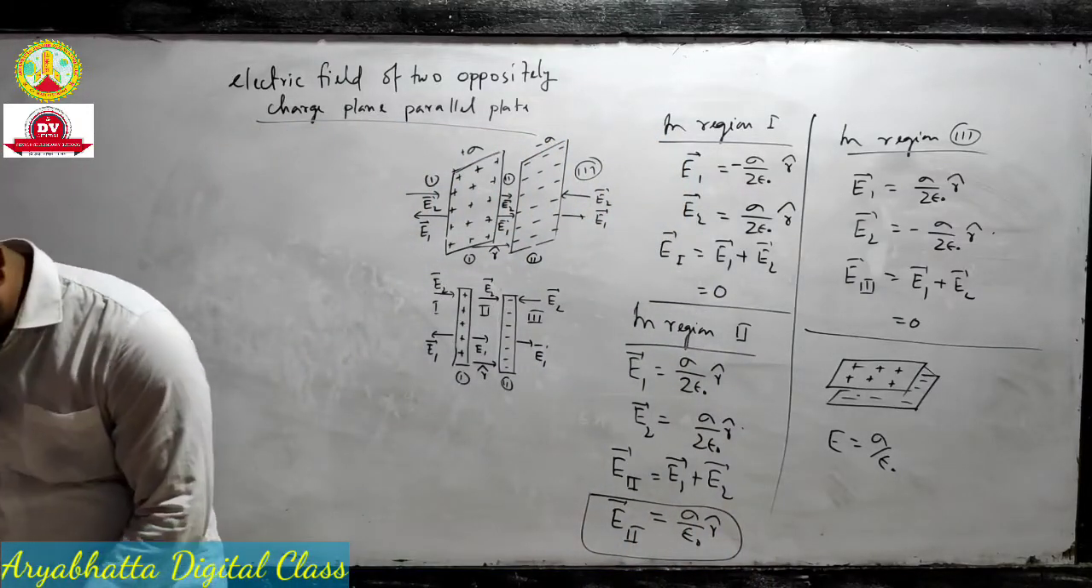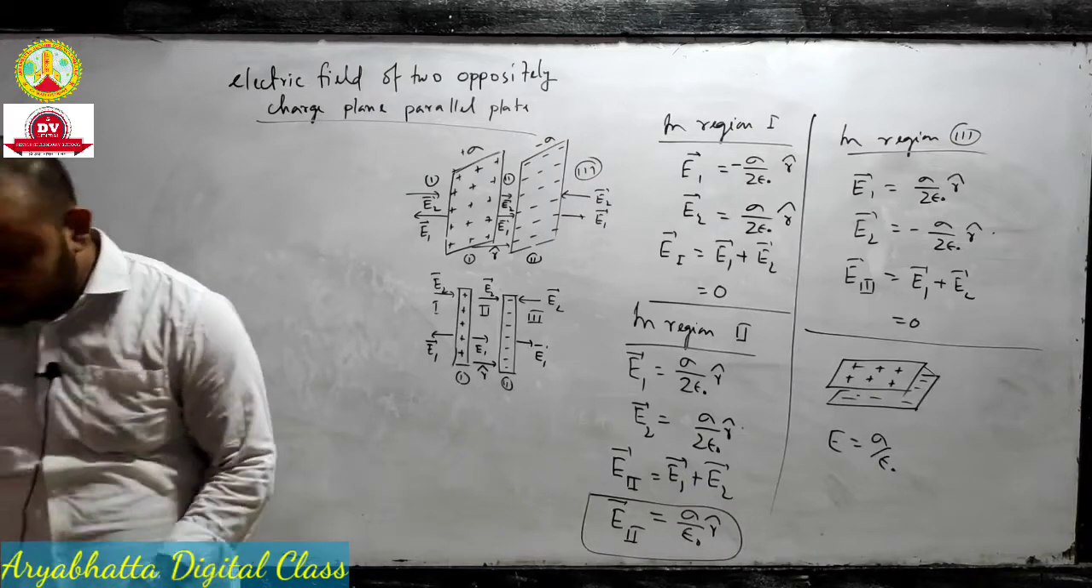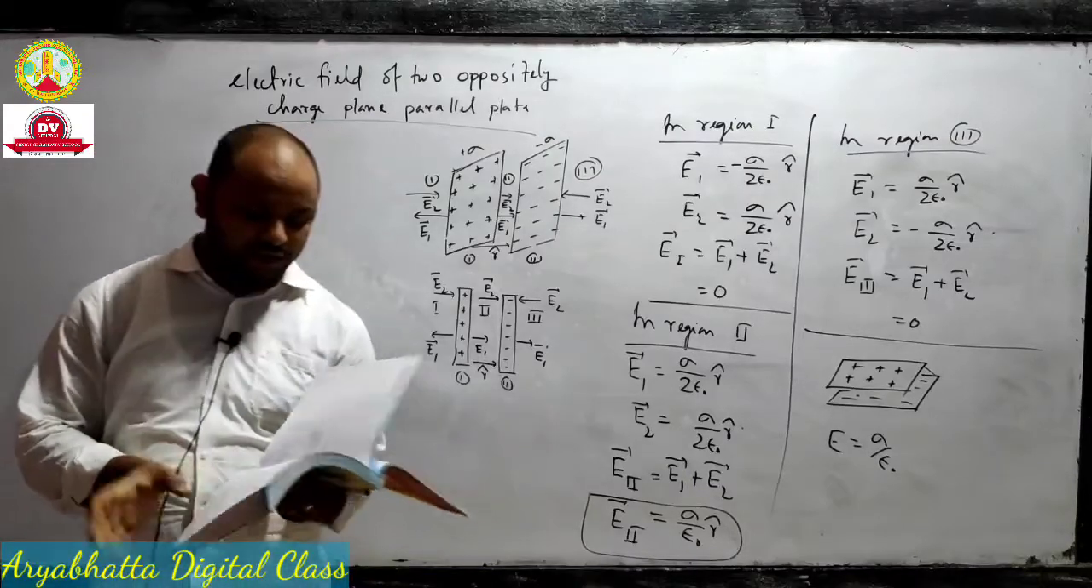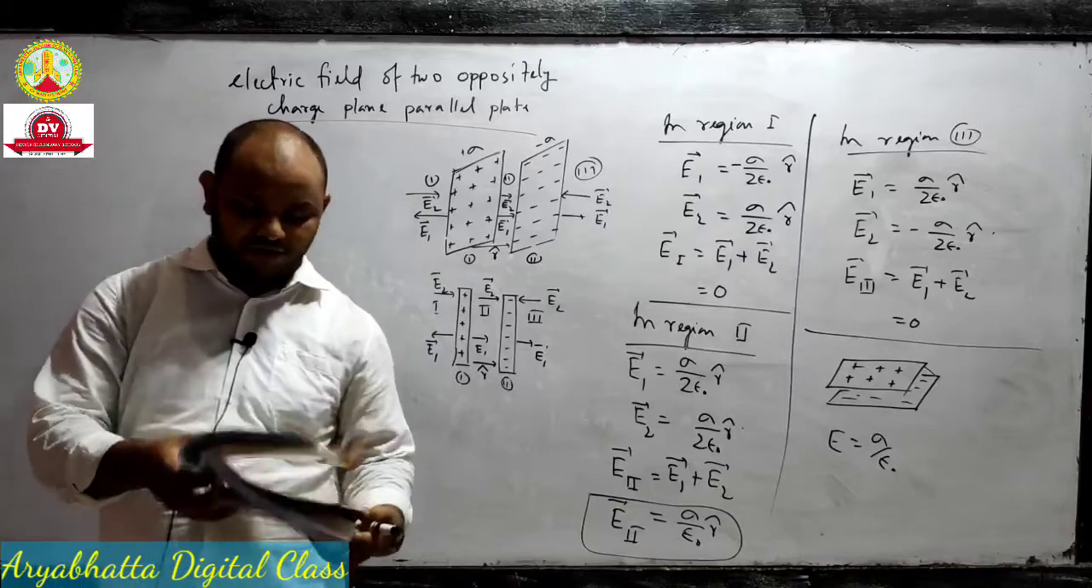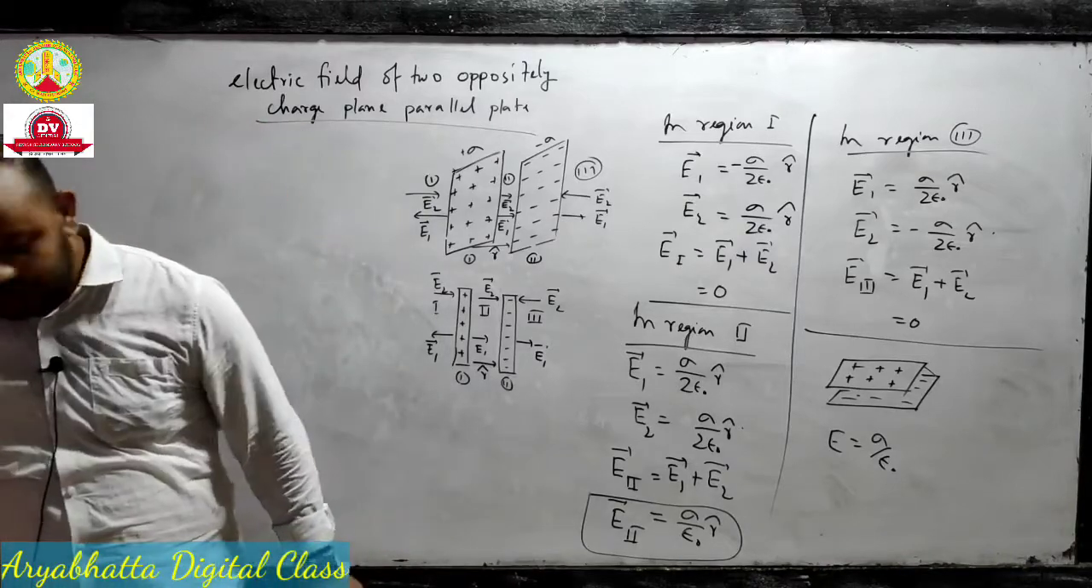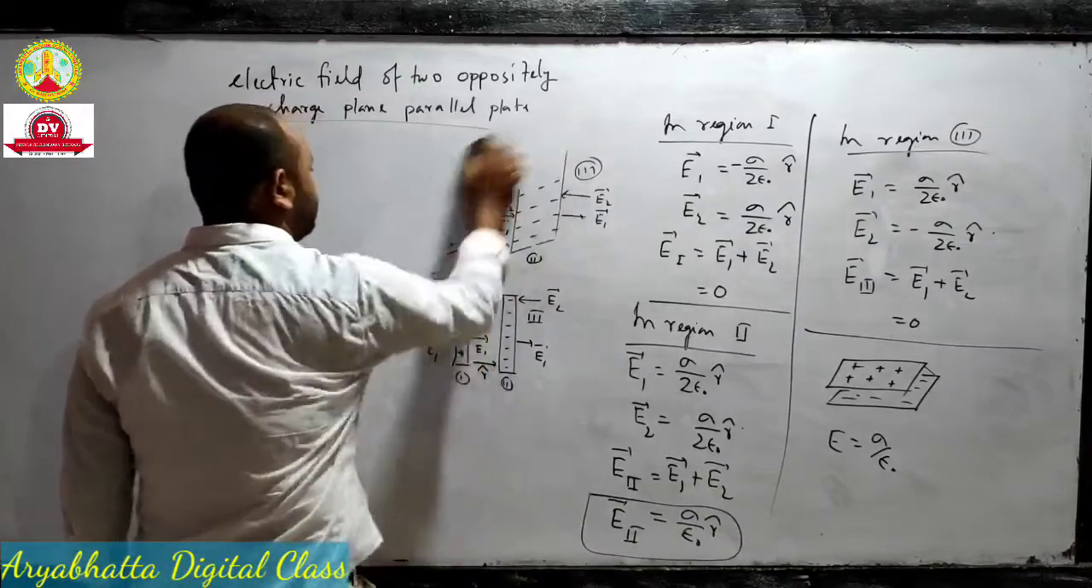Okay, so there is a question in your textbook which is exercise number 1.24. It is question number 24. In that question we are given two parallel plates.